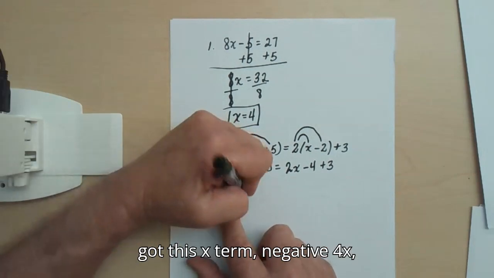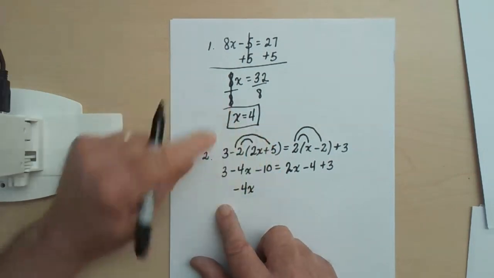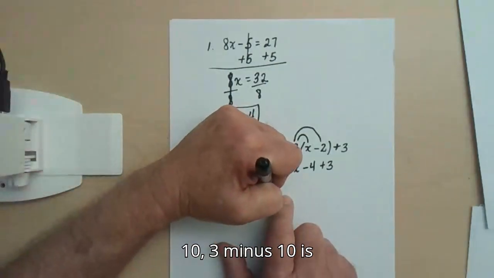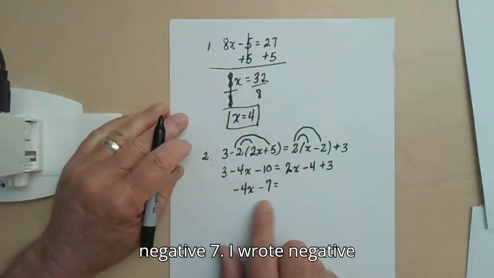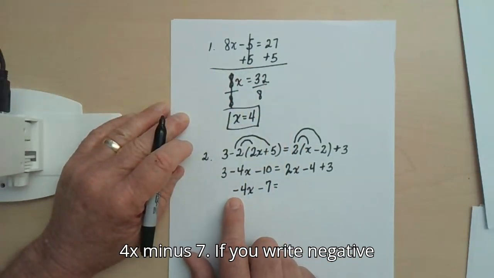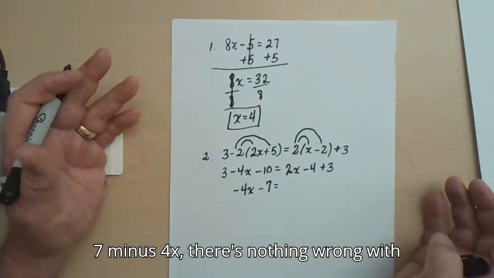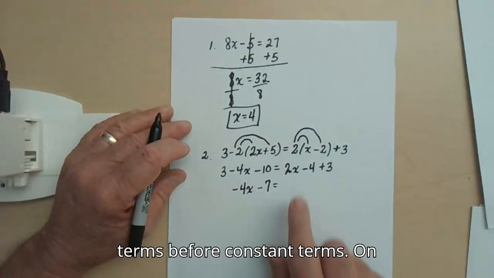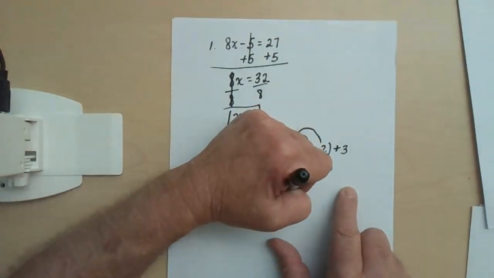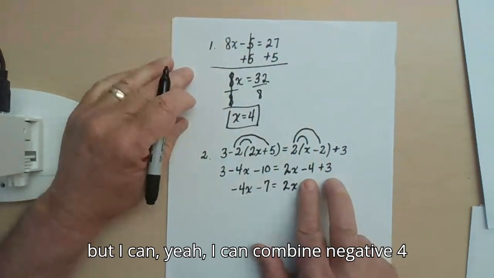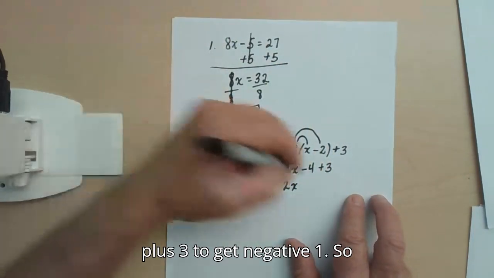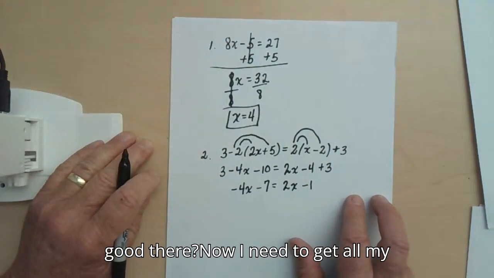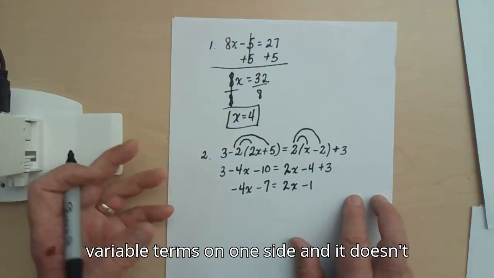So on the left side, I've got this x term, negative 4x, but I can also say that 3 minus 10 is negative 7. I wrote negative 4x minus 7. If you write negative 7 minus 4x, there's nothing wrong with that either. I just tend to put variable terms before constant terms. On the right side, I've got 2x, but I can combine negative 4 plus 3 to get negative 1. So 2x minus 1 on the right side. Everybody good there?